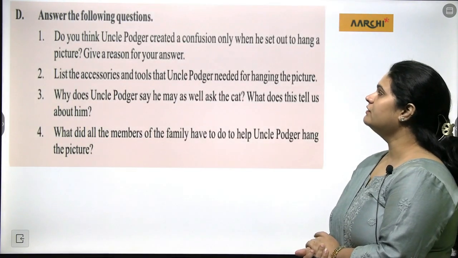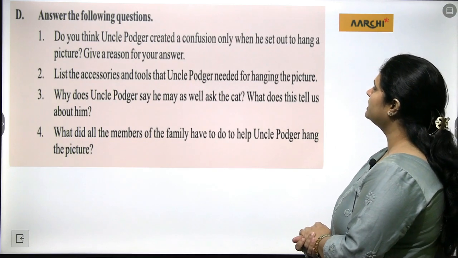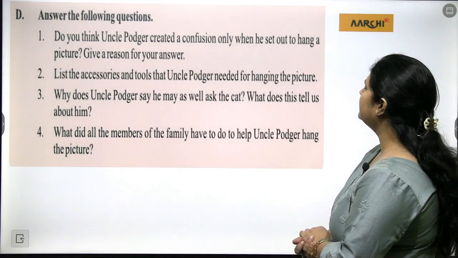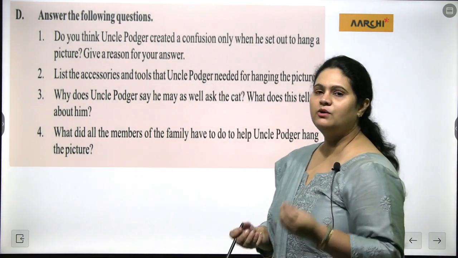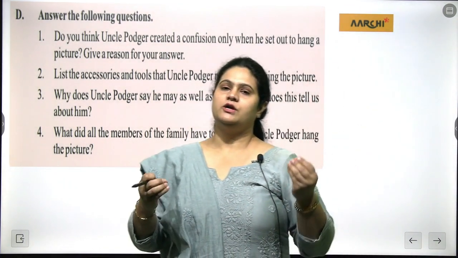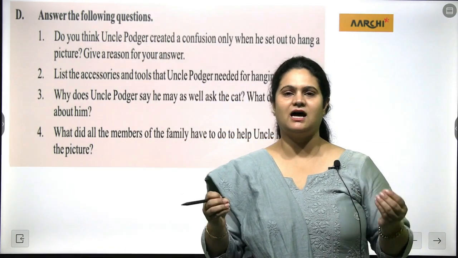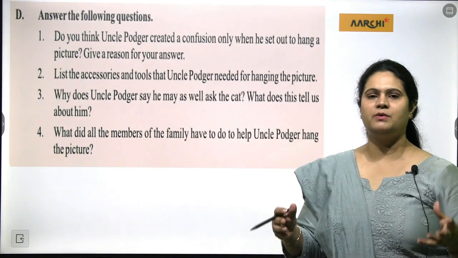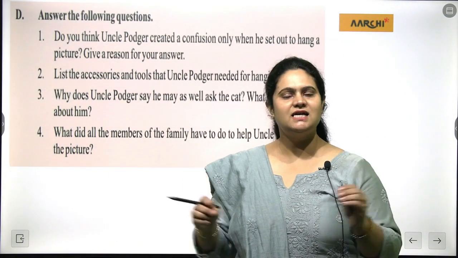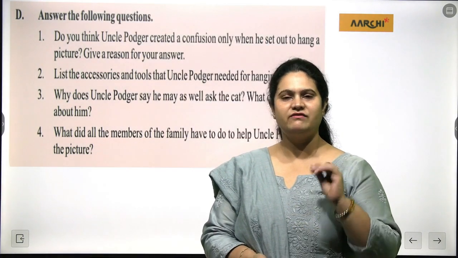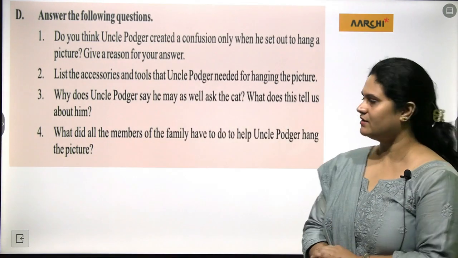Now answer the following question. Do you think Uncle Podger created a confusion only when he set out to hang a picture? Give a reason for your answer. No, Uncle Podger used to create a mess every time he set out to do a job. Why? Because he was a terribly disorganized man. So every task he undertook, he created a mess, right?